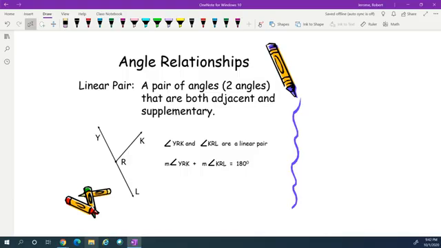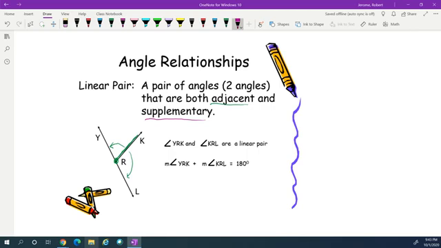A linear pair is two angles that are adjacent and supplementary. So we talked about adjacent. Adjacent means that they share the vertex. So they share the vertex and the line that splits them. One of them goes out that way, the other one goes out that way. That's adjacent. The fact that they add up to 180, that's supplementary. So think about it.